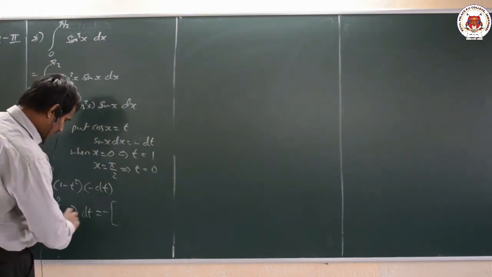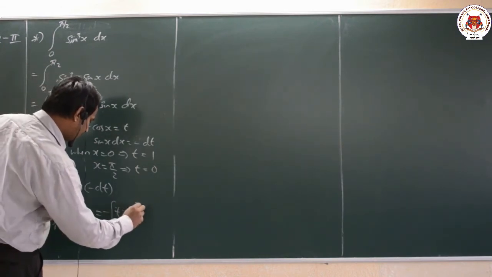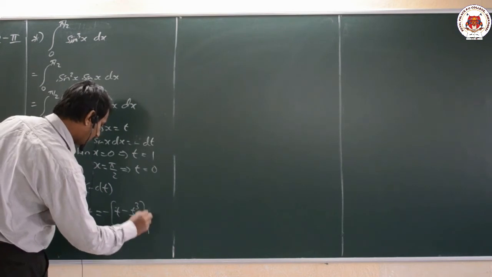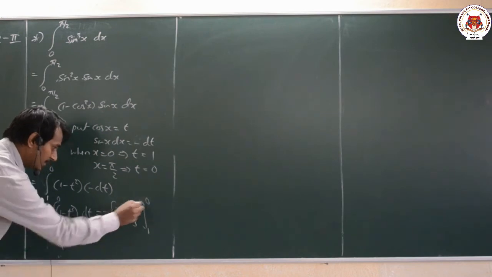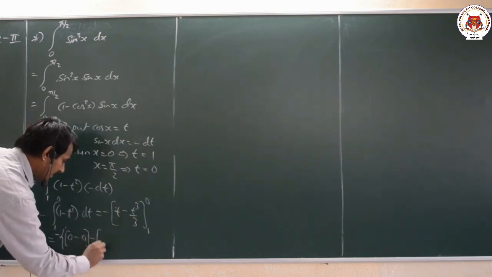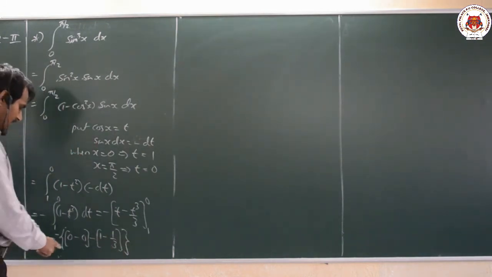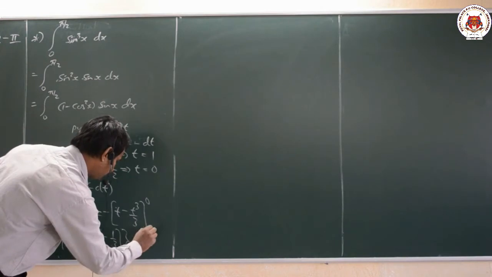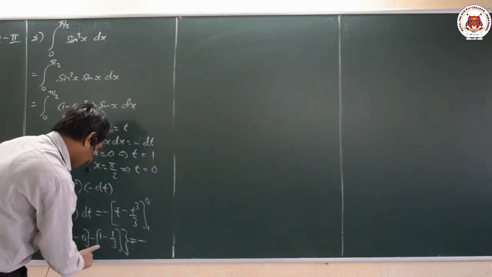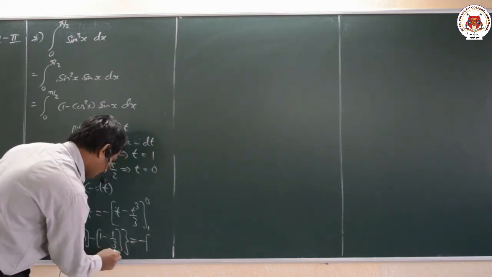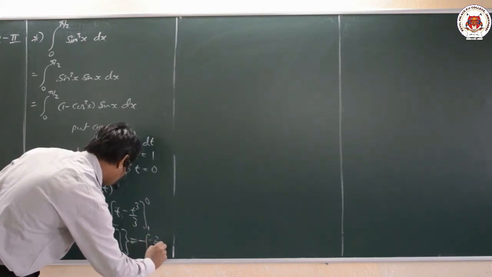I will write directly, that is integration of 1, that is t, with respect to t I am doing t minus t cube by 3, between the limit what we have, 1 to 0, which is equal to minus sign outside. Now we will substitute the upper limit, that is 0 minus 0, minus the lower limit, that is 1 minus 1 by 3. Now what we have here, which is equal to minus of 0 minus 1 divided by, that is 3 minus 1, 2 by 3, we are having here minus 2 by 3.